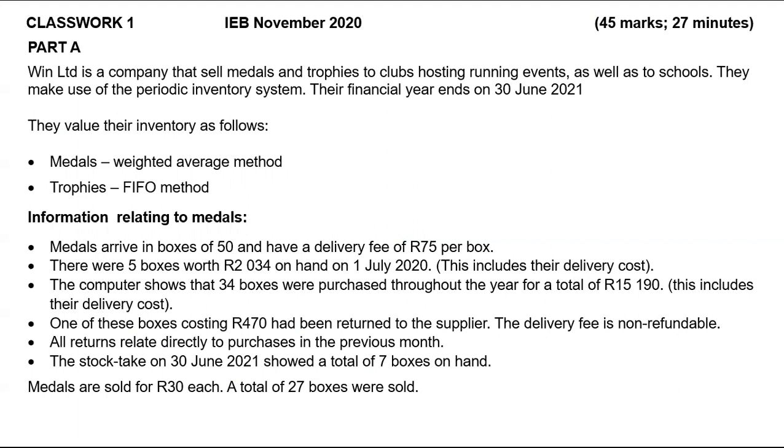Now, information relating to medals, they say that medals arrive in boxes of 50 and have a delivery fee of 75 per box. So basically, they're telling you that each box is 75 Rand, and inside each box, they arrive in boxes of 50. So we know that they arrive in boxes of 50 and have a delivery fee of 75 Rand per box.